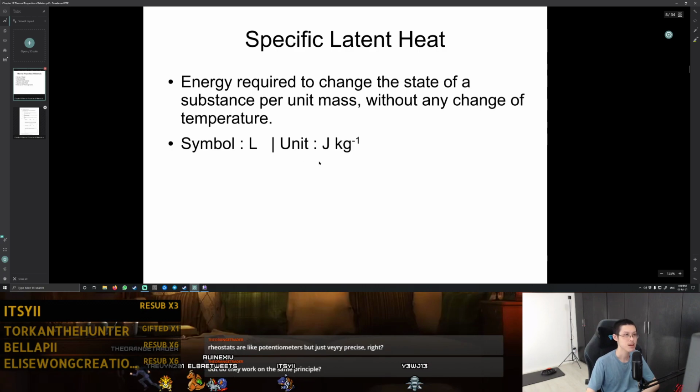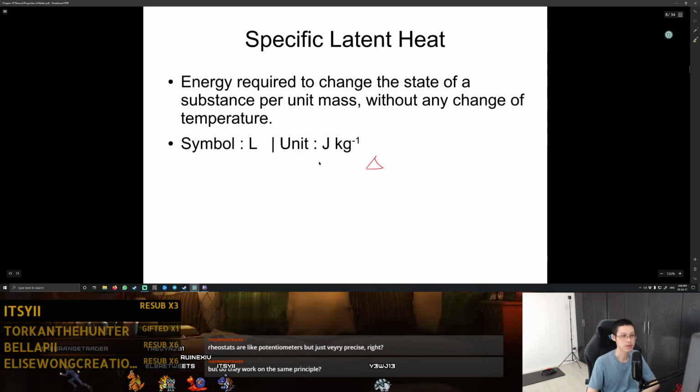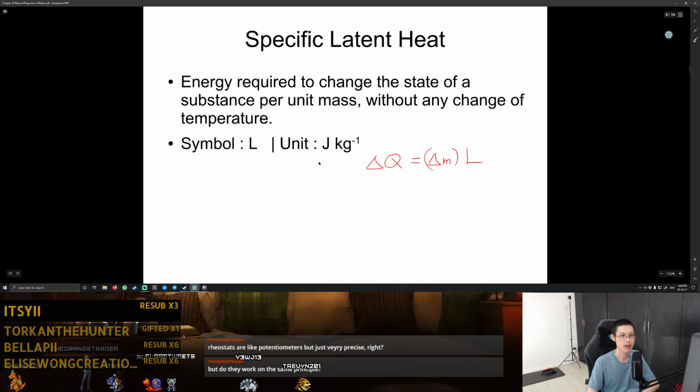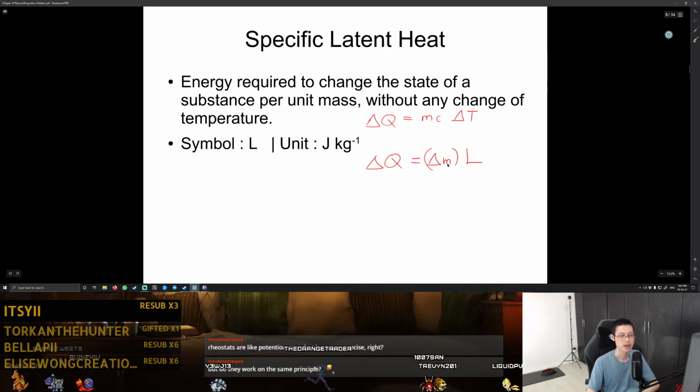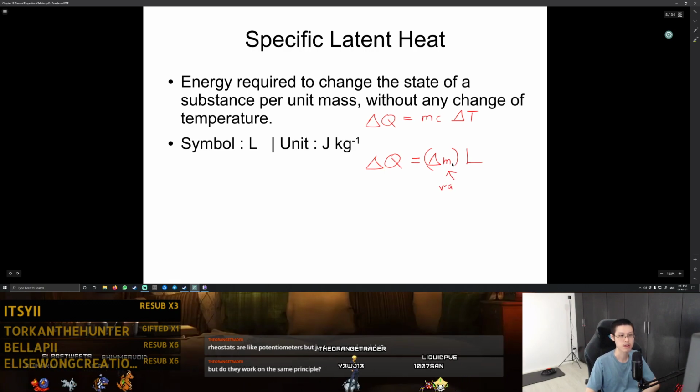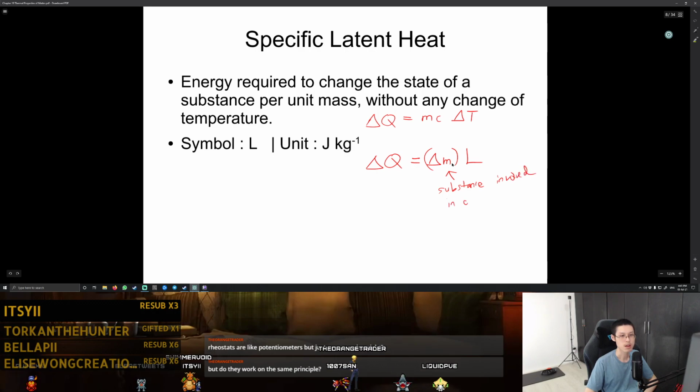Okay? So the specific latent heat is written as delta Q equals delta M times L. Here it's slightly different because the one that we had earlier was delta Q equals MC delta T. The variables are Q and T for the last one, but for this one the variables are Q and M, because the M, which is the water that is being boiled away, is actually the variable here. So the substance involved in a change of state.